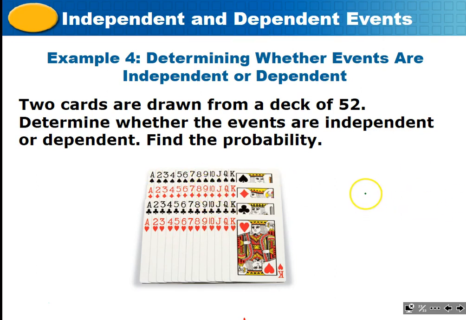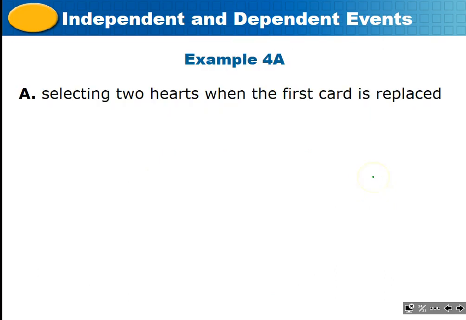So we're going to use those types of things that we know about a deck of cards to then work a couple problems. So this one says selecting 2 hearts when the first card is replaced. So the key word in this problem is replaced.